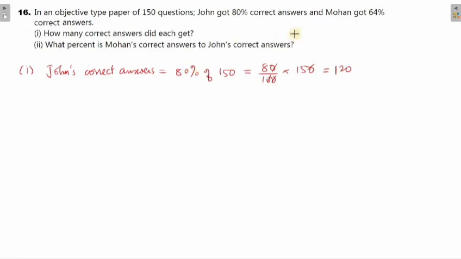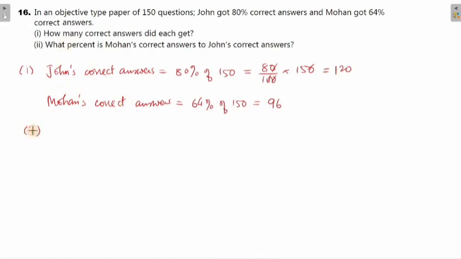Okay, so let's find Mohan's correct answers then. Mohan's correct answers are given to be 64%, right? So we have 64% of 150. I'm not going to find this, you will find this by yourself. When you find 64% of 150, your answer will be exactly 96. So find this by yourself. Next is number 2.